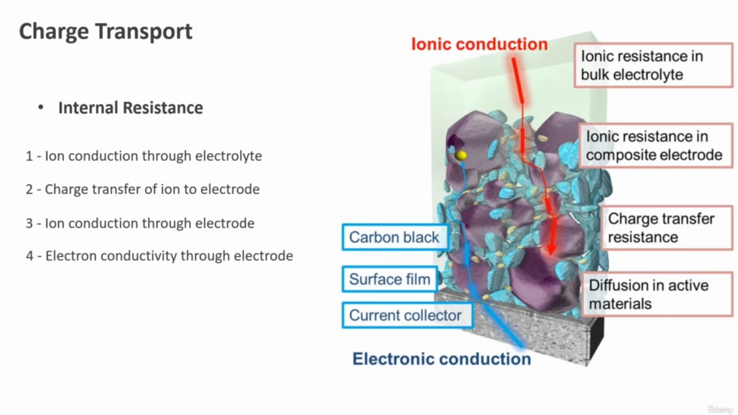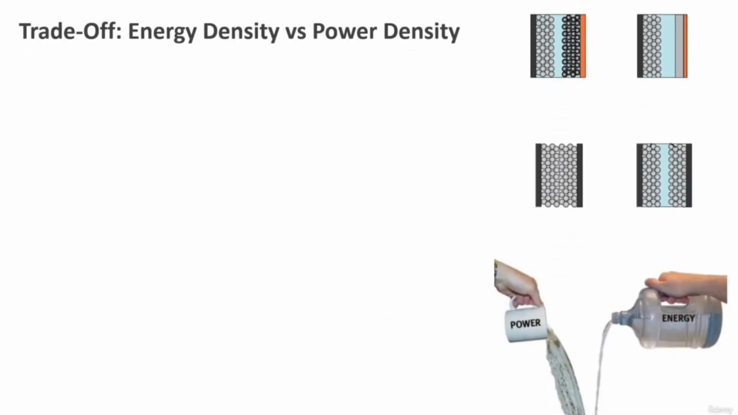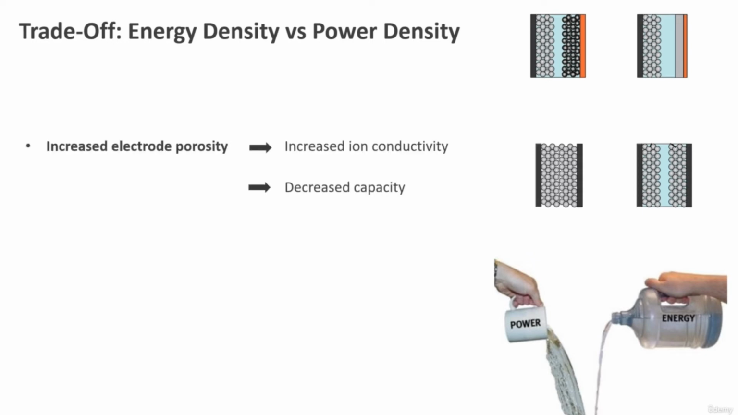A way to improve the lithium-ion transport through the electrolyte that fills the pores of the electrode is to make the electrodes more porous. However, that decreases the amount of electrode material, which lowers the specific capacity of the electrode. This effectively lowers the battery energy density, as the same weight of current collectors, separator, and packaging are required.